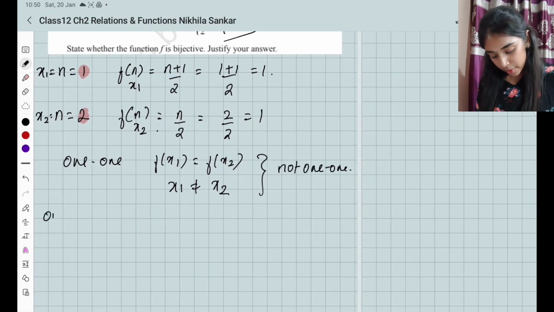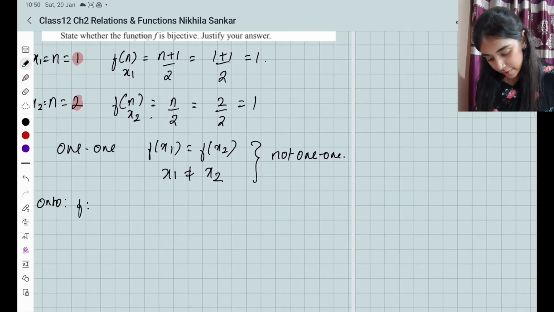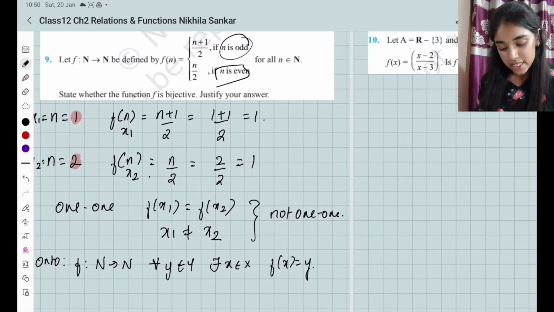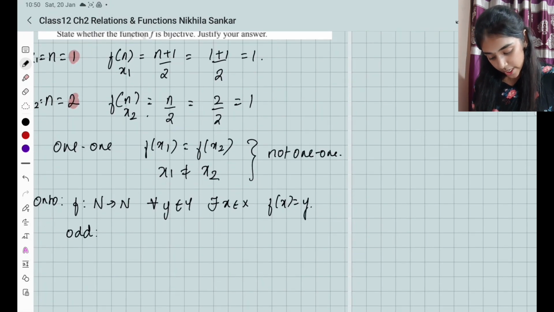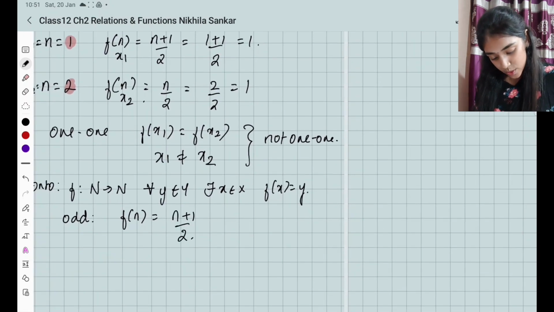Now what are we going to do for onto? For onto, what is the mapping here? N to n. So for the function from natural numbers to natural numbers, for every y belonging to capital Y, there exists x belonging to capital X for which f of x is equal to y. So what do we have in our case? f of n. Let's take the odd case first. When you take odd numbers, you have f of n equals (n plus 1) divided by 2.